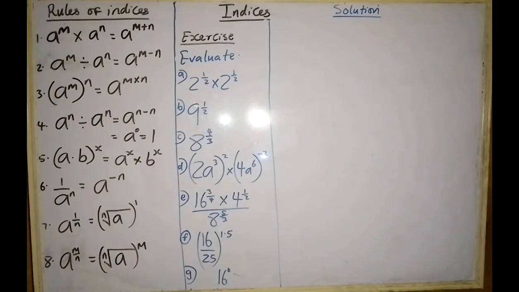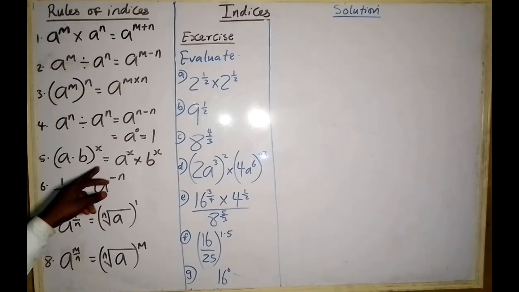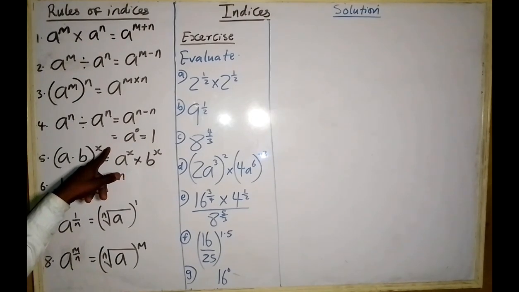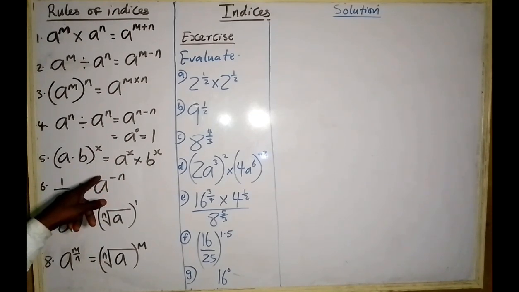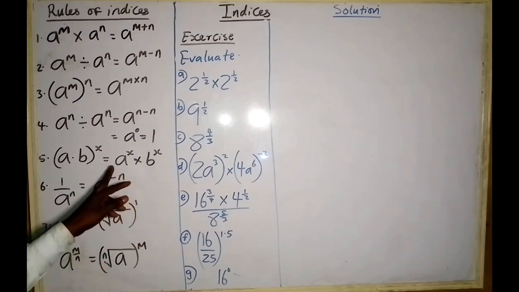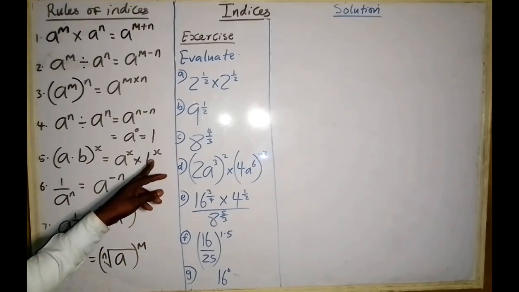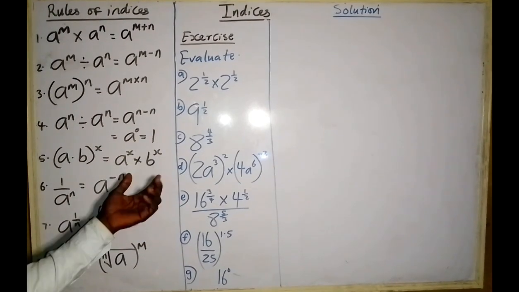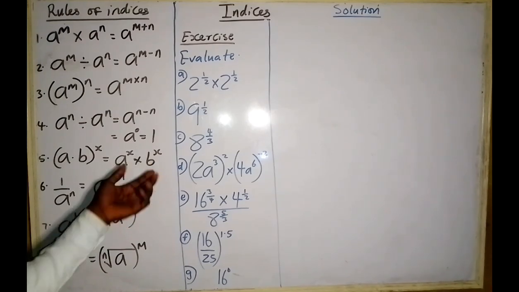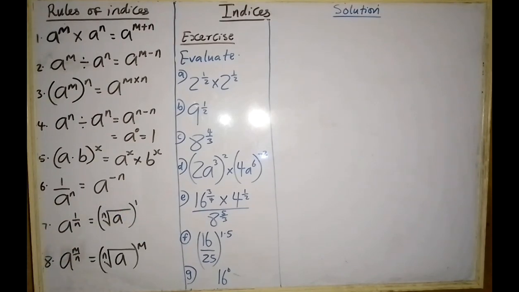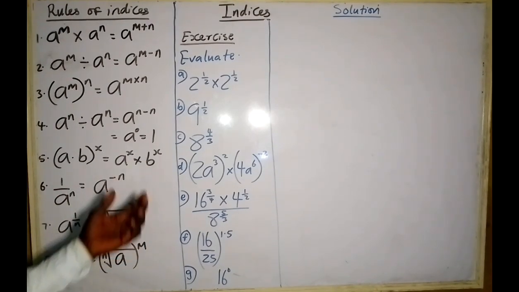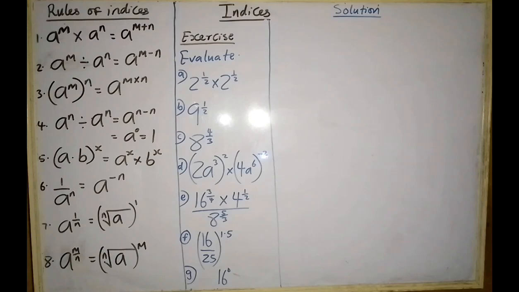Now, the fifth law is the product power law. The product power law says that when two bases, A and B, are being raised to an index of x, the index of x is going to be distributed all through the bases in the bracket. That is, we have A raised to the power of x times B raised to the power of x. Now, you cannot apply the multiplication law here because the bases are different. They are not the same. So, in this case, you cannot simplify further. As we proceed, we are going to encounter a question of this kind.